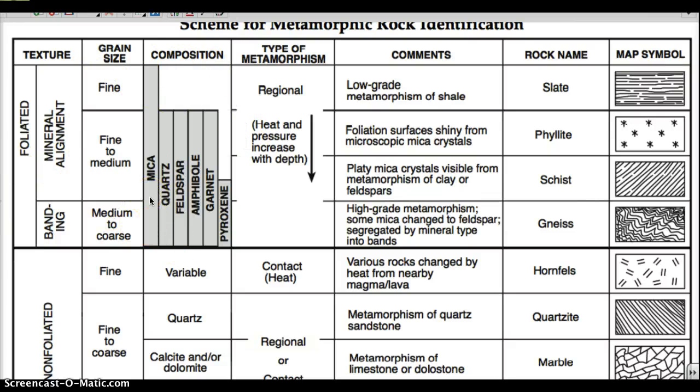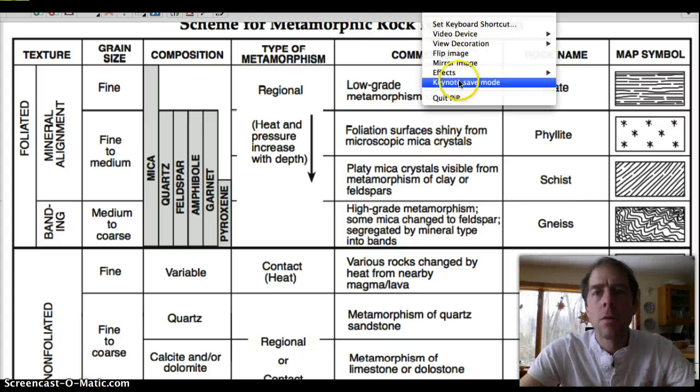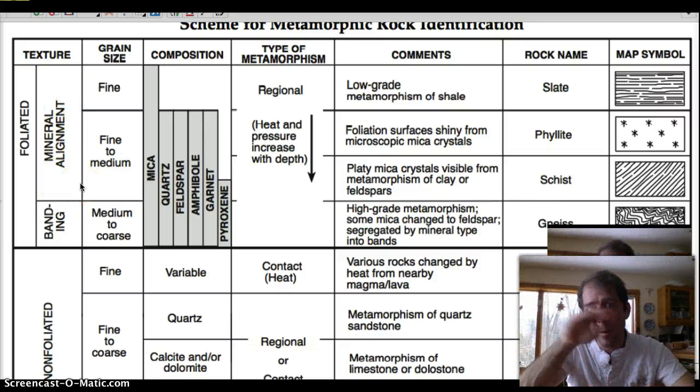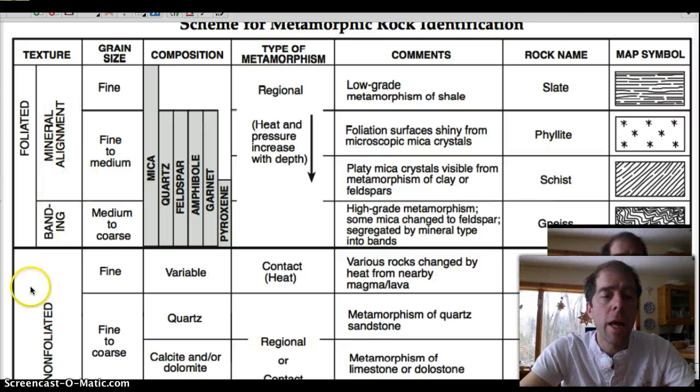So this chart is on your reference table, page 7, and you can see that we break these rocks down into two groups. The chart is broken into two groups: foliated, the ones that have mineral alignment, where the pressure caused the layers of crystals, and non-foliated, which just don't have those bands or layers.